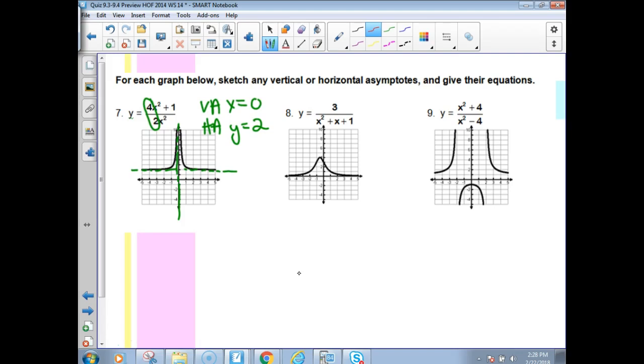Number 8, we never graphed anything like that. Doesn't mean we can't tell what the asymptote would be. This one is bottom heavy, so that's why it has a horizontal asymptote at y equals 0. Does it have a vertical asymptote? Can you factor the denominator even? Okay, so there is no vertical asymptote.